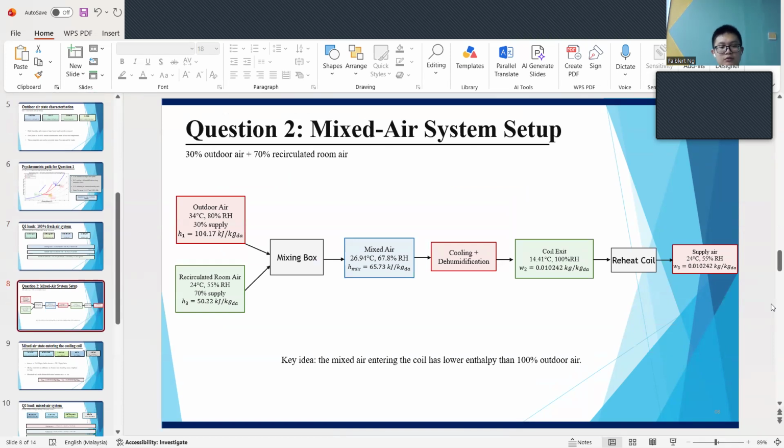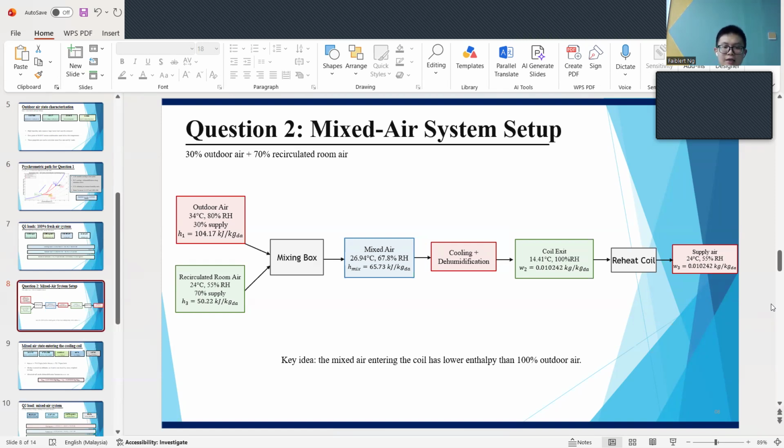Okay, the system is changed to a mixed air system. Question 2: instead of using 100% outdoor air, only 30% outdoor air is used. The remaining 70% is recirculated from room air. The outdoor air is at 34 Celsius and 80% relative humidity with enthalpy H1, which is 124.17 kJ/kgDA. The second, room air, is already at the indoor condition, which is 24 Celsius and relative humidity with enthalpy H3, 50.22 kJ/kgDA. Both air streams enter the mixing box.